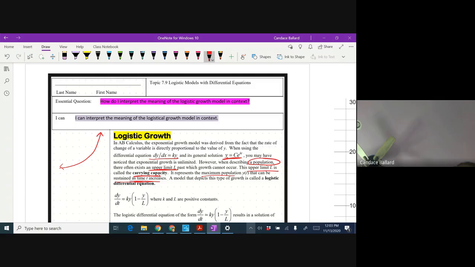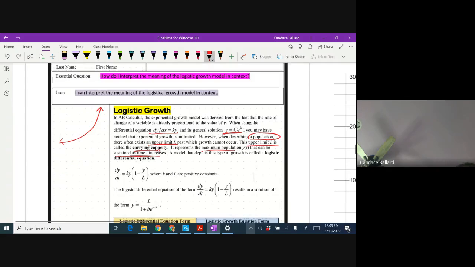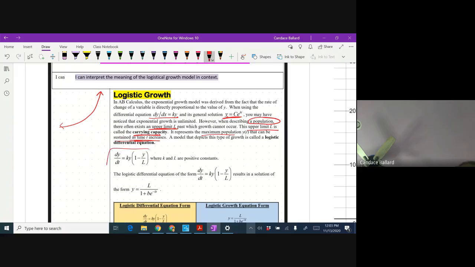A model that depicts this type of growth is called the logistic differential equation. So this here is your logistic differential equation, okay? K and L are both positive constants, okay? L, the L part of the equation, is the carrying capacity, okay? K is kind of like a number just like it is in the other one. It kind of swings the growth a little bit.